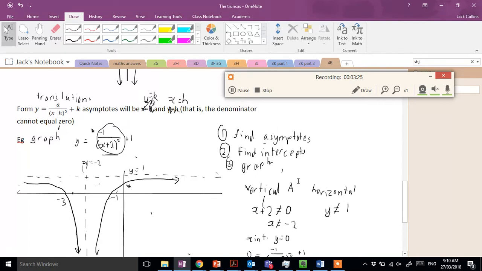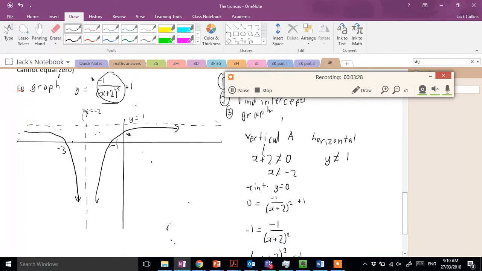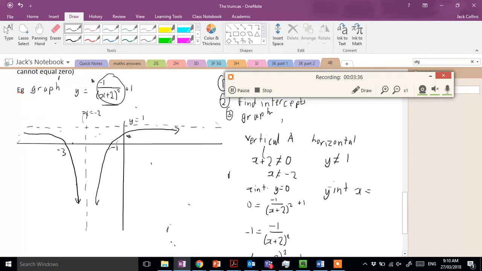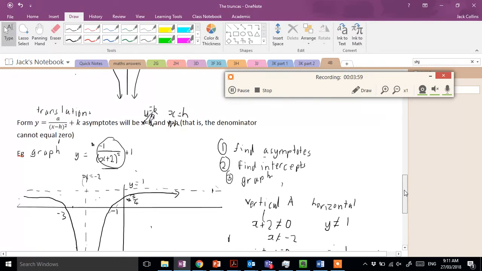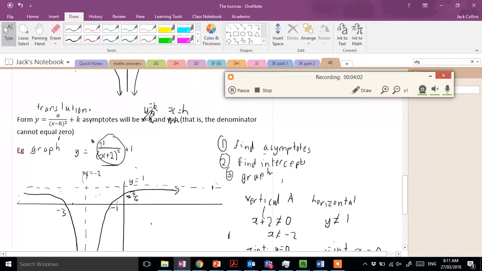Now we just need to find the y-intercept when x is equal to 0, which is a bit easier to do. So let's have a go at that. y is equal to negative 1 over 0 plus 2 squared, which is 4, plus 1. Negative a quarter plus 1, so y is equal to 3 quarters. And that is your y-intercept. So, just to recap, to do it, you need to first identify whether it's a positive or negative truncus.